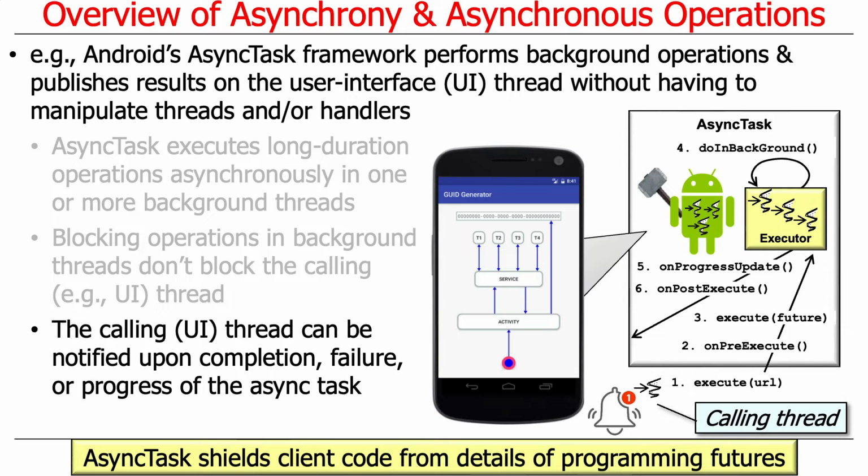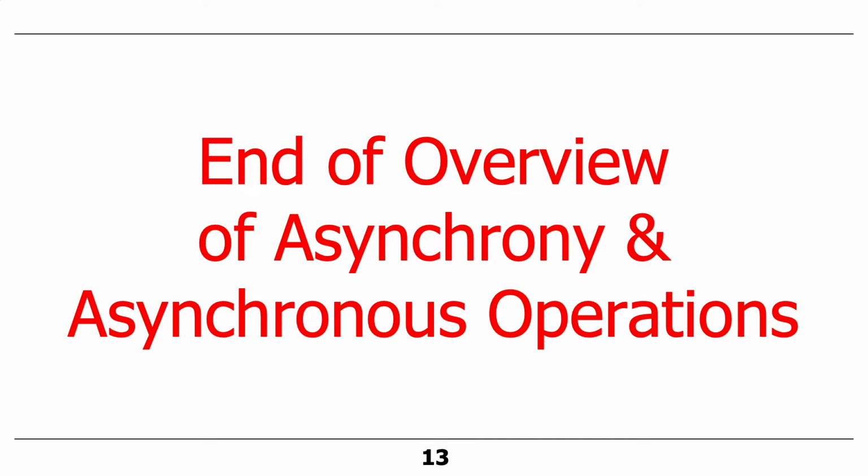And this allowed the programming abstraction, the AsyncTask, to shield the client from all the low-level details of programming with futures and asynchronous flows of control and so on and so forth. Like I said, this is a cool feature, but they deprecated it. All right, so that's the end of the overview of the concept of asynchrony.